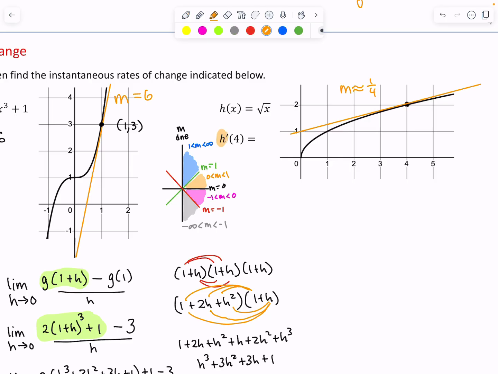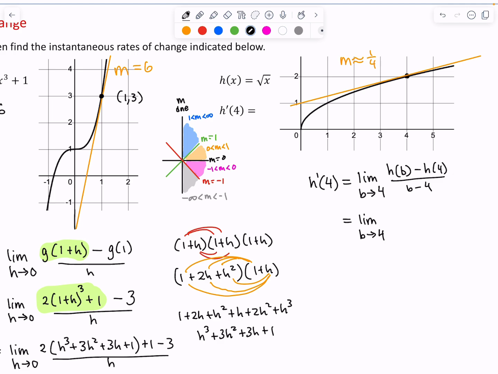Since we're using h for the name of the function, and for variety's sake, I'm going to use the b version to find h prime of 4. So this would be a limit as b approaches 4 of h of b minus h of 4 all over b minus 4. So h of b is just square root of b, and h of 4 is 2.